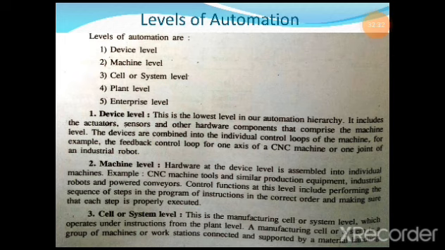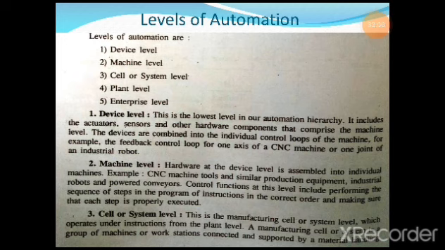Whenever we adopt this fully automated system, where does it start and where does it end? What is the starting point, where is automation applied, and which is the highest level? There is a lowest level and a highest level. So what is the lowest level of automation and what is the highest level of an automation system? We are describing that in the following steps.